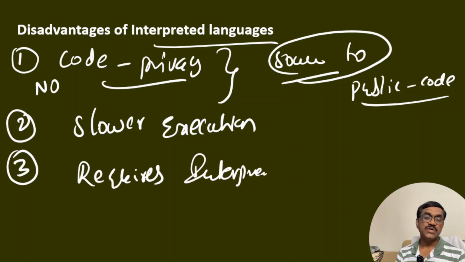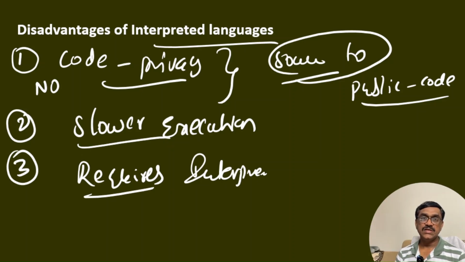With compiled programming languages, other machines can execute the executable code without having their own compilers. But with interpreted languages, whenever any other machine wants to execute the source code, it must install the corresponding interpreter. That is very, very important. So these are the three disadvantages of interpreted languages.